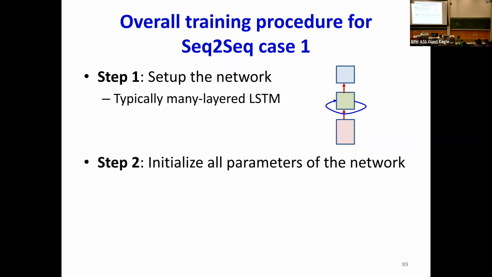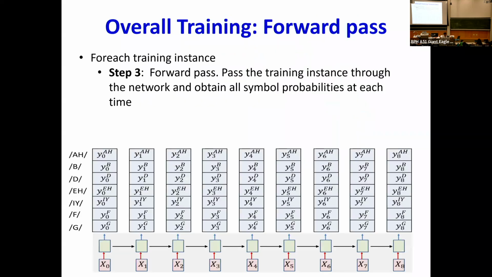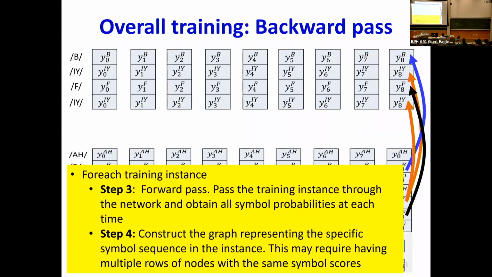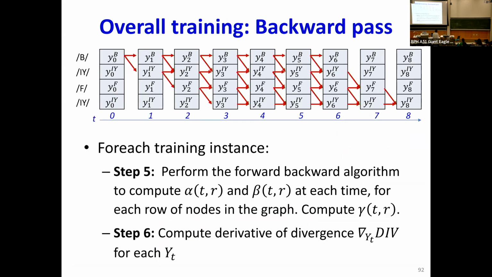And then you initialize all the parameters of the network. And then for each input, you're going to pass the input through the network and generate this table of probabilities. Then from the table of probabilities, you're going to extract out the rows corresponding to the symbols in your transcription, in your labels, right? And create this reduced table. And then on this reduced table, you can perform the forward, backward, and compute the alphas and betas. And from the alphas and betas, you can compute the gamma.